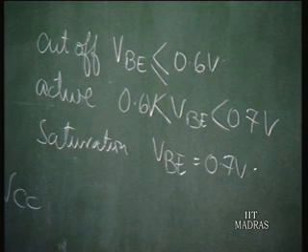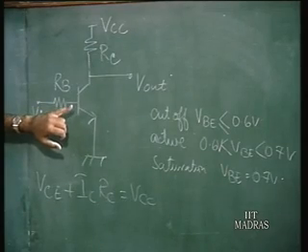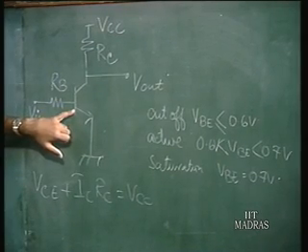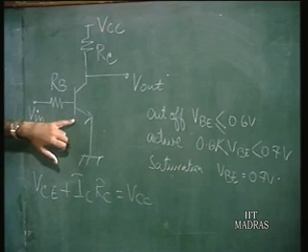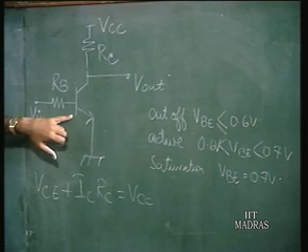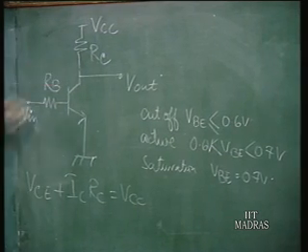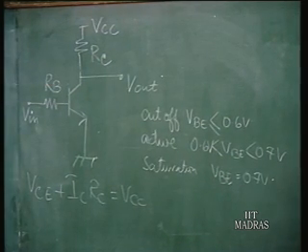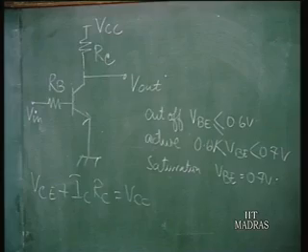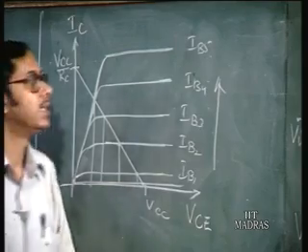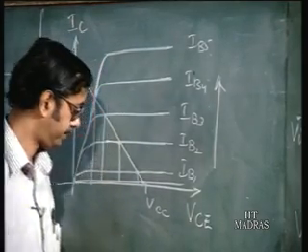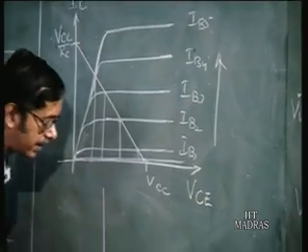So when Vin is less than 0.6 volts or just up to 0.6 volts, what is the base current? Base current is 0. So what is the collector current? 0. So the output voltage is equal to VCC. So let me draw the input output characteristics here.